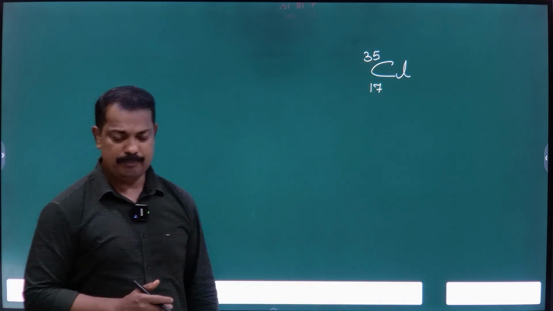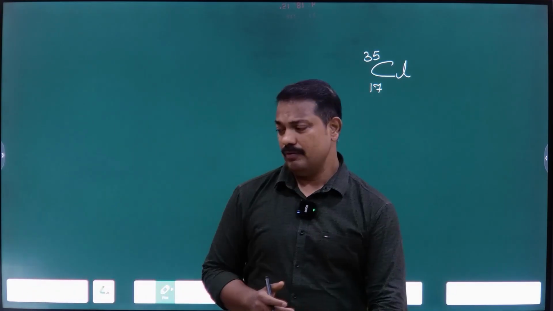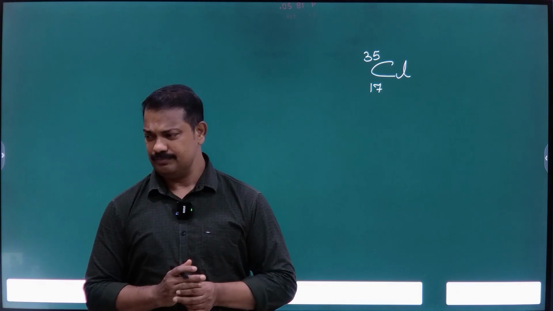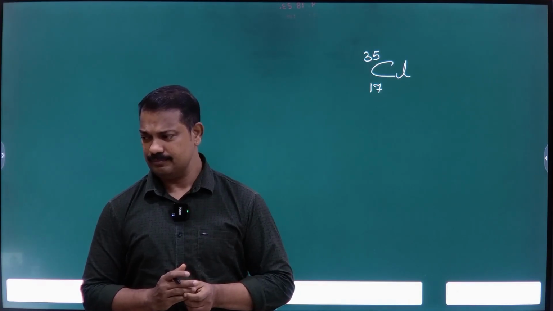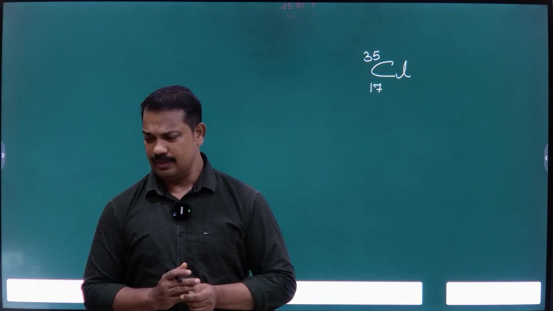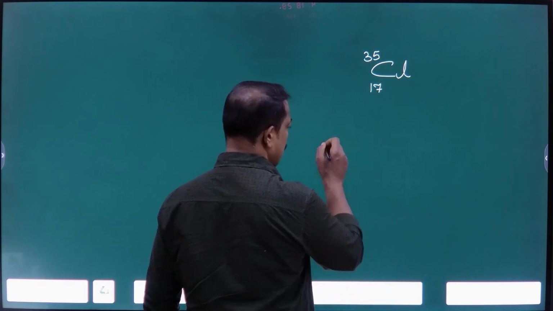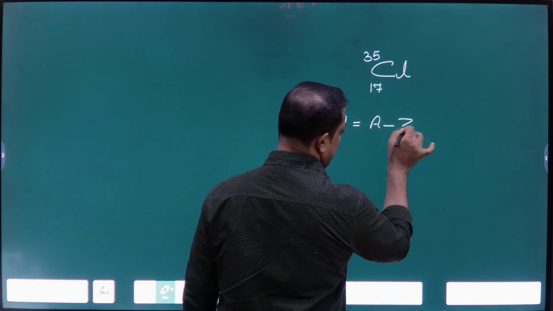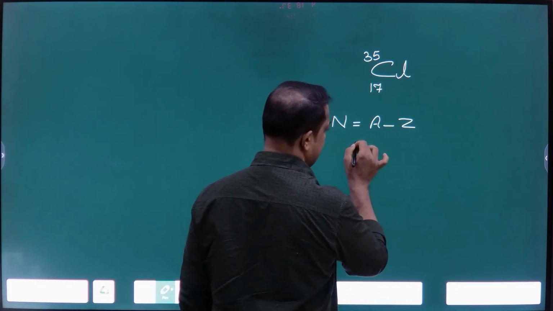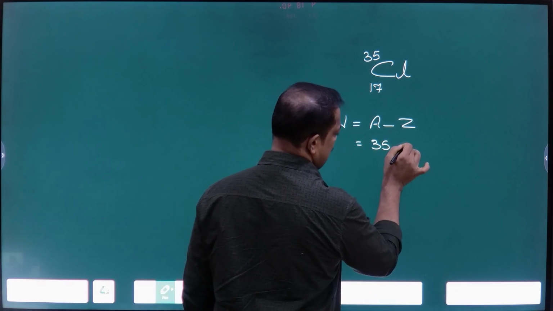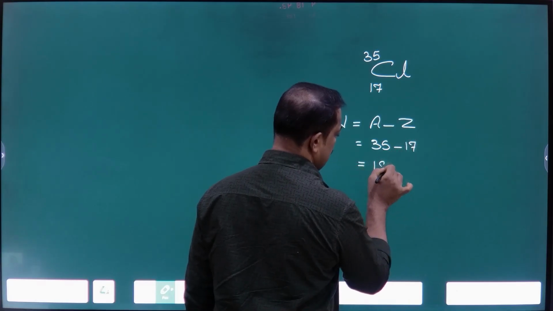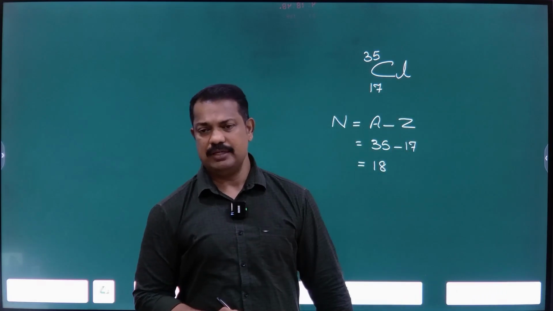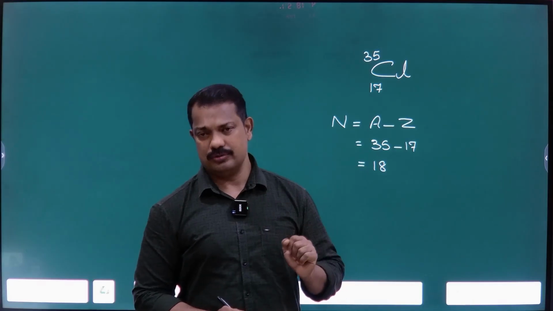In the case of chlorine, what is the number of neutrons? What is the formula to find the number of neutrons? Number of neutrons is equal to mass number minus number of protons, or atomic number. 35 minus 17 is equal to 18. So the number of neutrons present in this chlorine atom is 18.